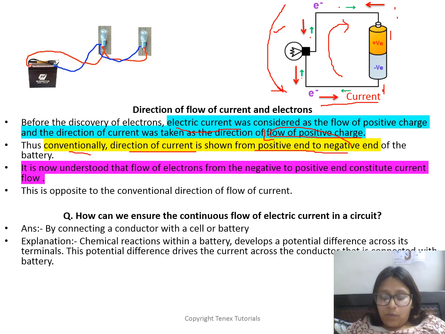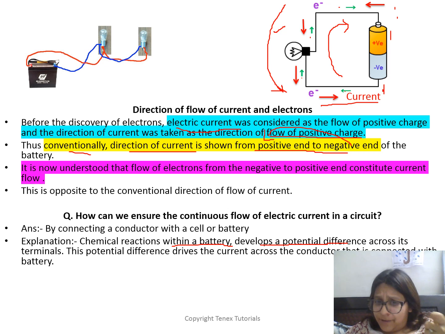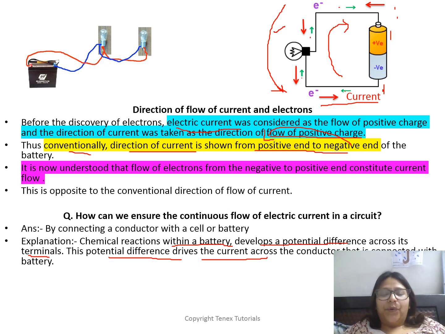Now, what is the explanation behind this? The explanation is that the chemical reactions within the battery develop something which is called a potential difference. Rings a bell? So it generates a potential difference across its terminals. And it is this potential difference which actually drives the current across the conductor that is connected with the battery.